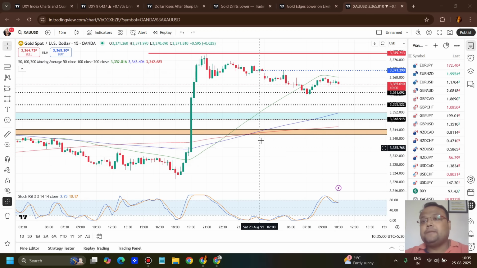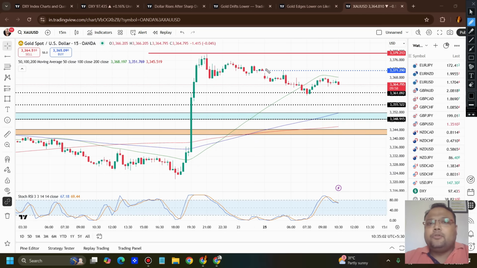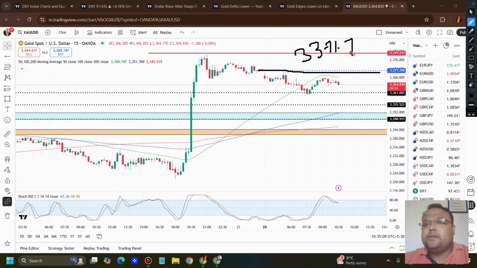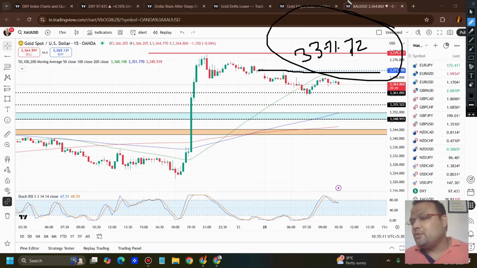Then we can take it, that's good. Okay, and if you love to take risk, if you're a risk lover, then you can also look for a buy above 3371-72. Personally, I'm not sure whether I'm going to take it or not, but if you are a risk lover, daredevil kind of a trader, then you can look for a buy above 3372 as well.